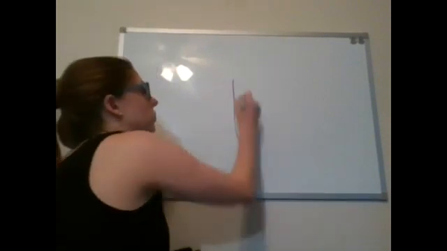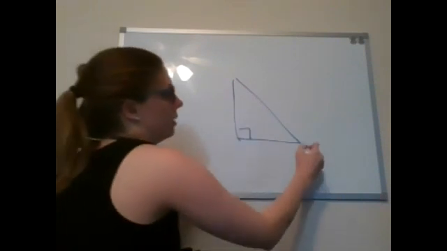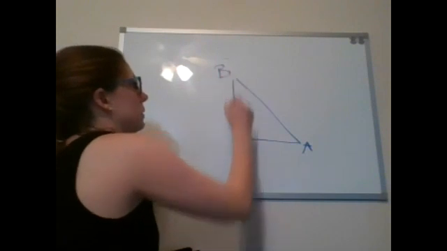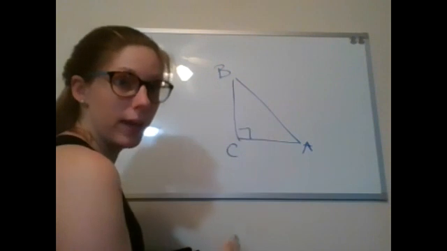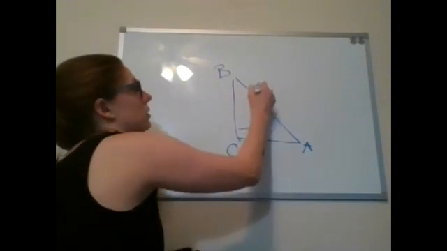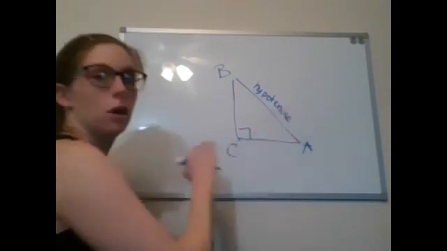So when you have a right triangle, and I'm going to call this triangle A, B, C, the side across from the 90-degree angle is always your hypotenuse. Always.